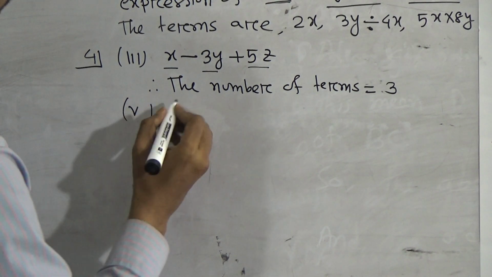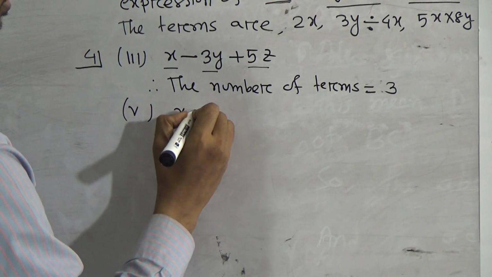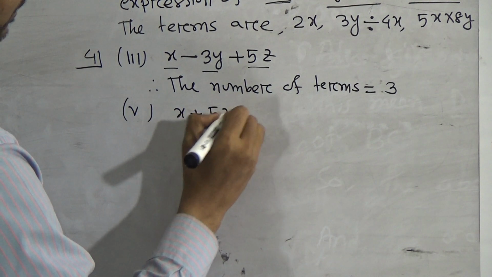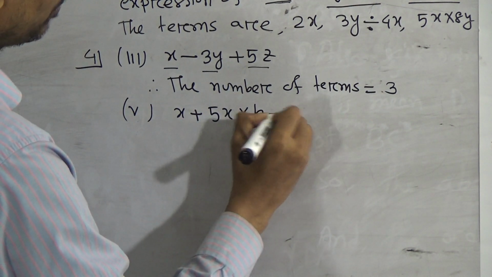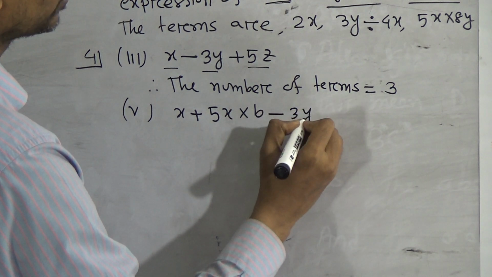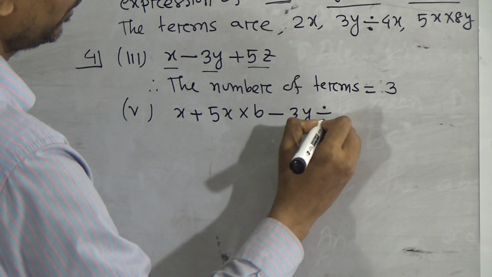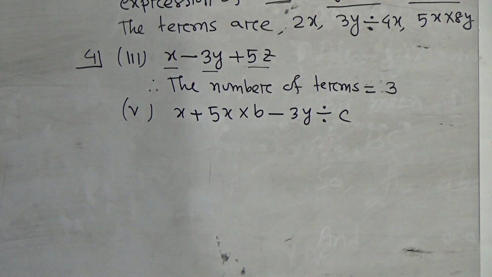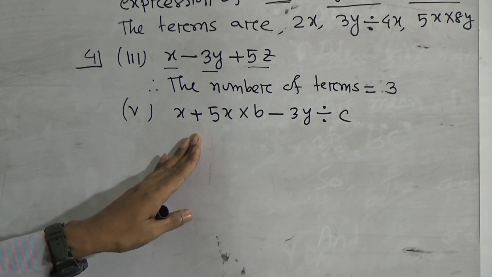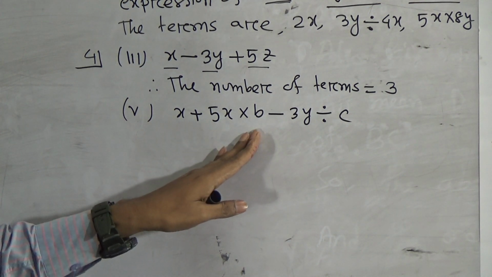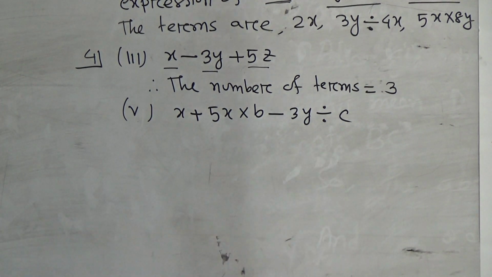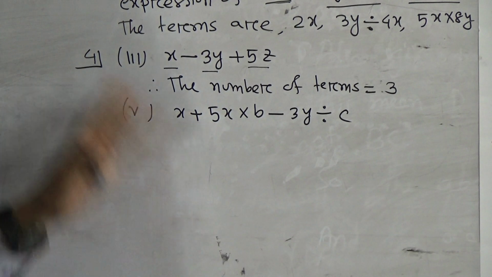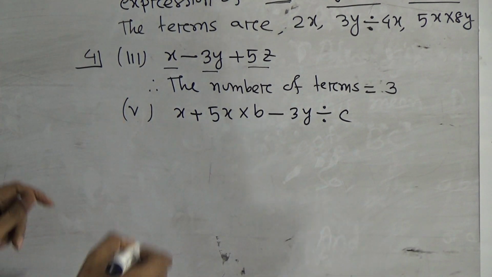5 number, x plus 5x into b, 5x into b minus 3y division c. Student, look, x plus 5x into b minus 3y division c. Student, look here, our question is what? How many number of terms?